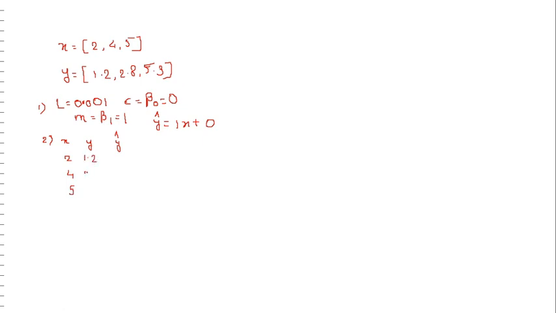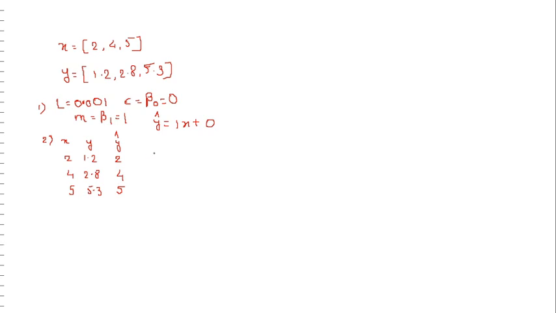These values they have given us. So I'll write it down over here, 5.3. And we need to put x as 2 in this equation. What do you get? Y hat. Y hat is nothing but 2. Put x equal to 4, we get 4. Put x equal to 5, we get 5. So these are the new y hat values that we have got.